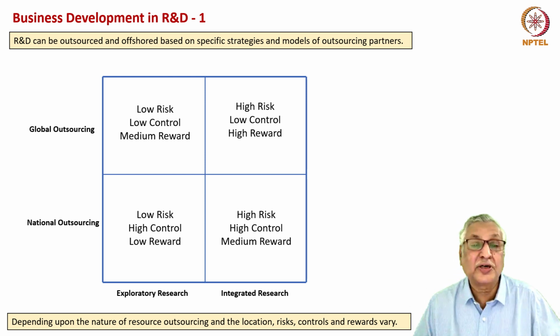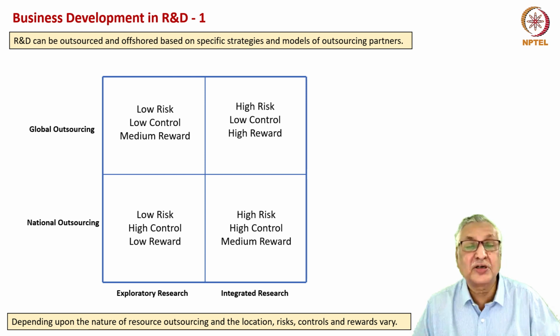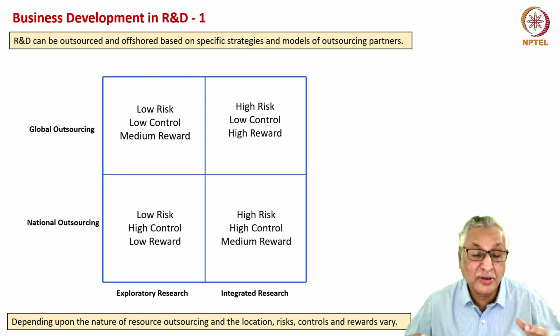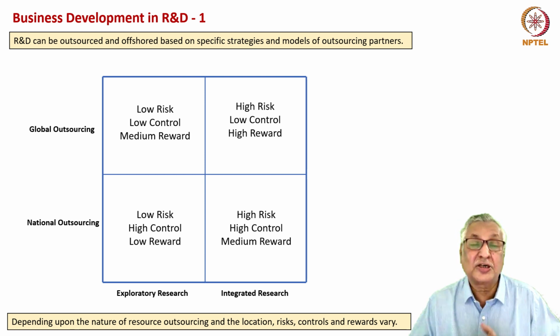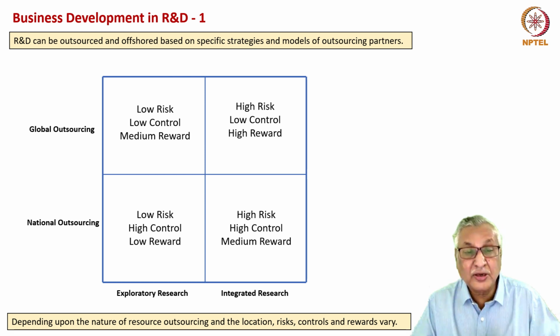Let's say you want to do exploratory research through global outsourcing. The risk will be low primarily because it's exploratory research, and also because global outsourcing companies follow certain standards in terms of proprietary information and client confidentiality. The control, of course, will be lower, but the control being lower doesn't lead to high risk unnecessarily. The reward would be medium because you are able to bring to your product assorted capabilities that the global outsourcing company has, and also the cross pollination effect of someone being a specialist in that particular R&D area.